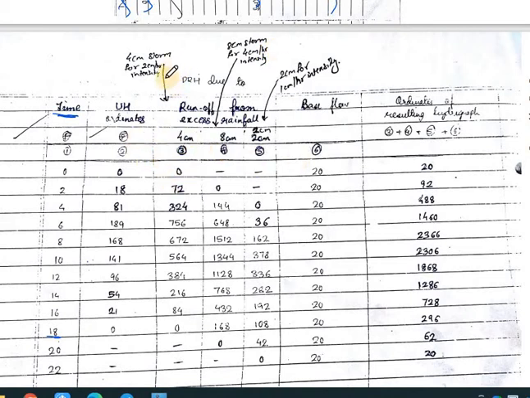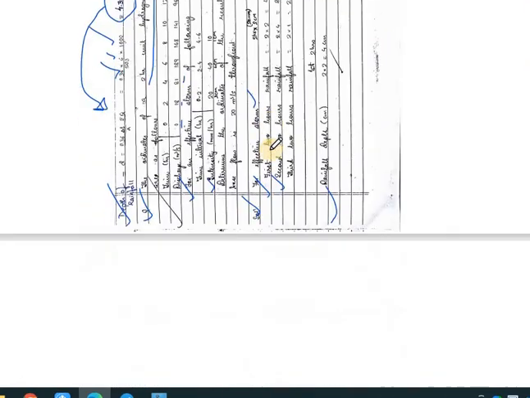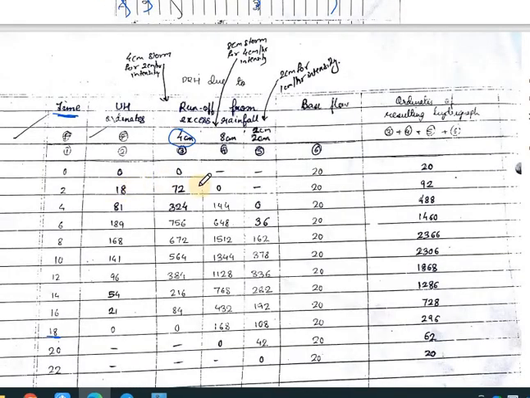So as it is starting from 0 to 2, initially it will be 0, and the value in this column you need to multiply by 4 centimeter, because this is the depth of rainfall which we have calculated. The depth of the first rainfall was coming out to be 4 centimeter, so you need to multiply 18 with 4, and that will give you 72.